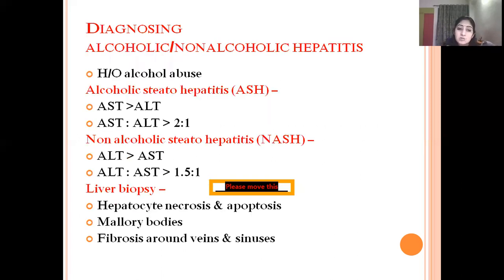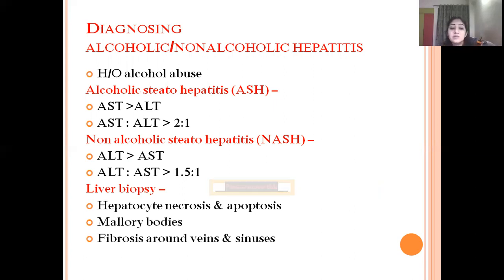Now, second is diagnosing alcoholic or non-alcoholic hepatitis. As we know, alcoholic hepatitis is due to alcohol abuse. So, in case of alcoholic hepatitis, there should be a history of previous alcohol abuse. And here, in alcoholic steatohepatitis, ASH, we get aspartate transaminase level more than alanine transaminase level. Approximately the ratio is 2:1. In case of NASH or non-alcoholic steatohepatitis, where usually fatty liver is found, ALT level becomes greater than AST level.